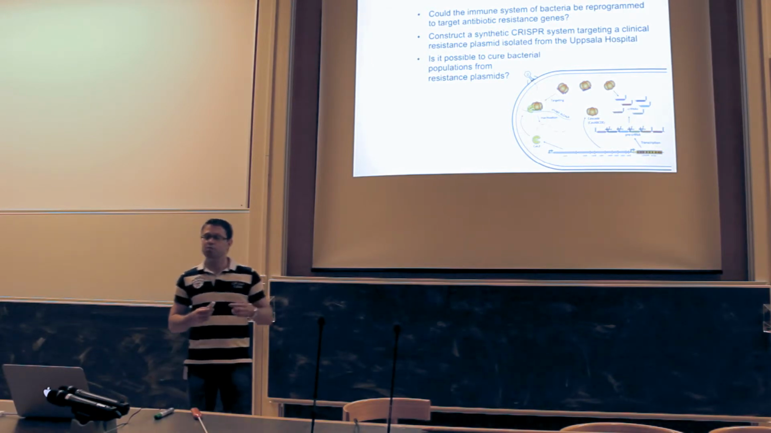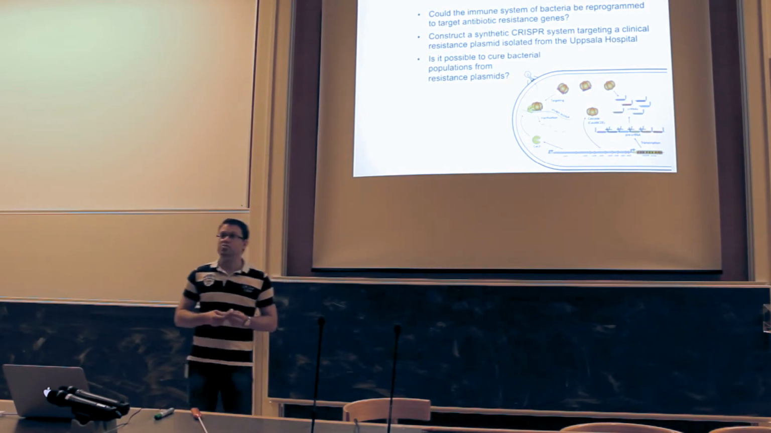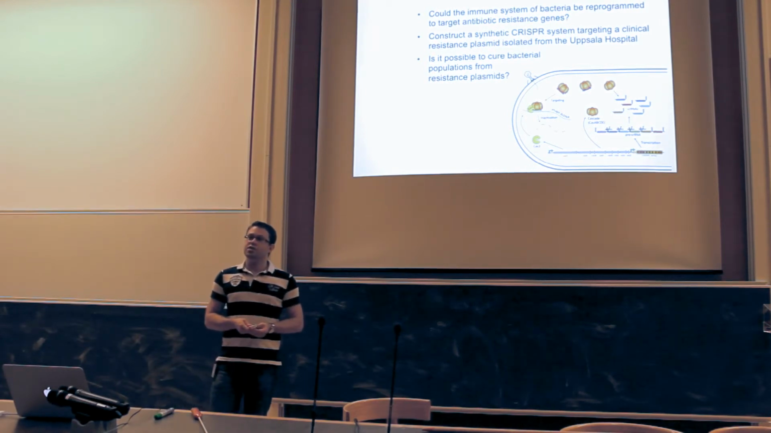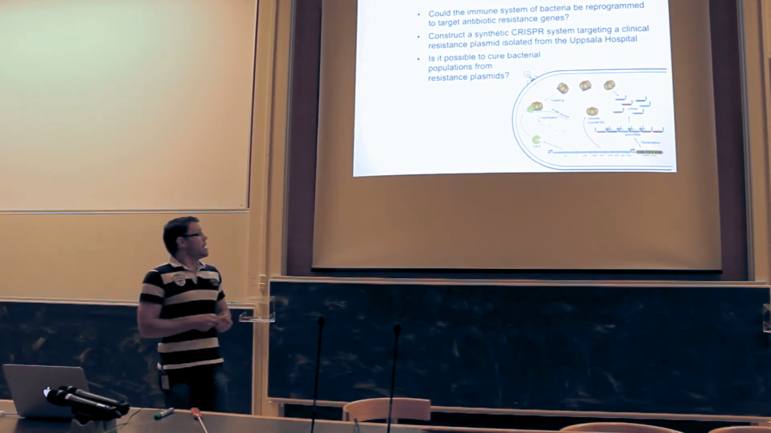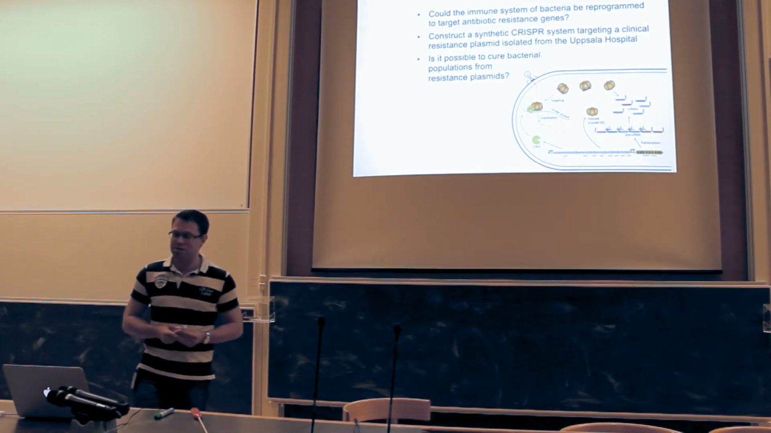If this works, it might be possible to make bacteria get rid of their own resistance through their own immune systems. So I'm now building a synthetic CRISPR system that targets a multi-drug resistance plasmid that was found at the Uppsala University Hospital a few years ago and caused an outbreak there. So far it's looked promising, but we'll see how it works out.